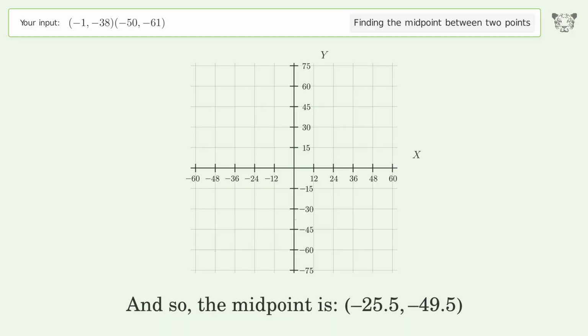And so, the midpoint is negative 25.5, negative 49.5.